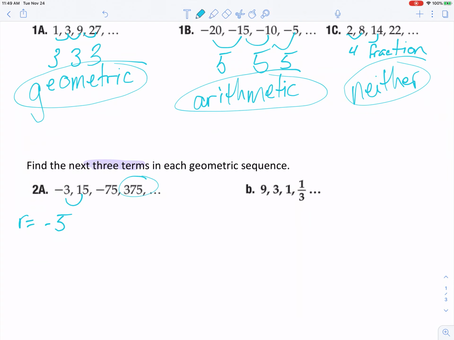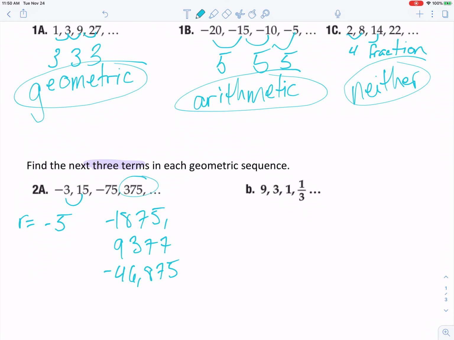So 375 times negative 5 is negative 1,875. 1,875 times negative 5 is 9,375. 9,375 times negative 5 is negative 46,875.